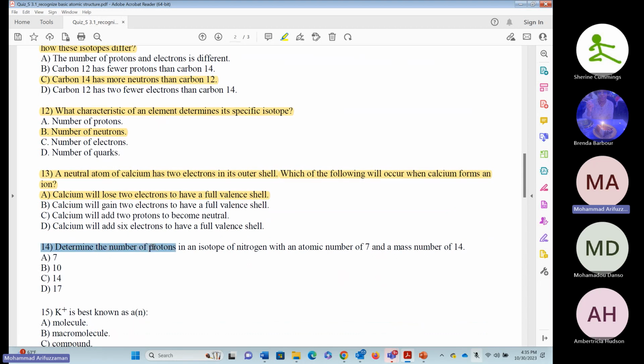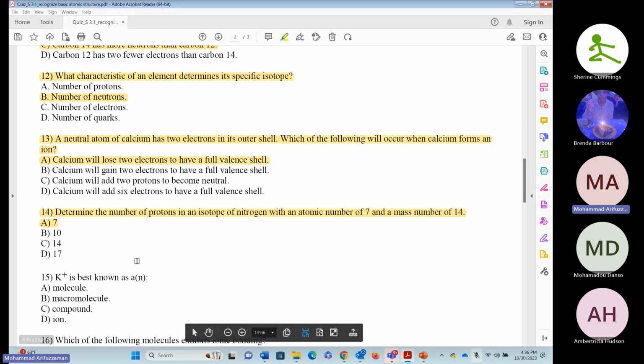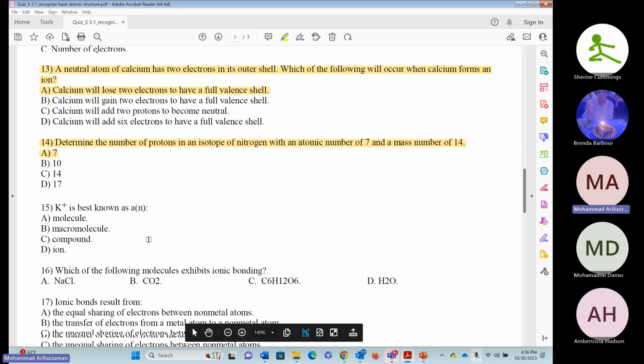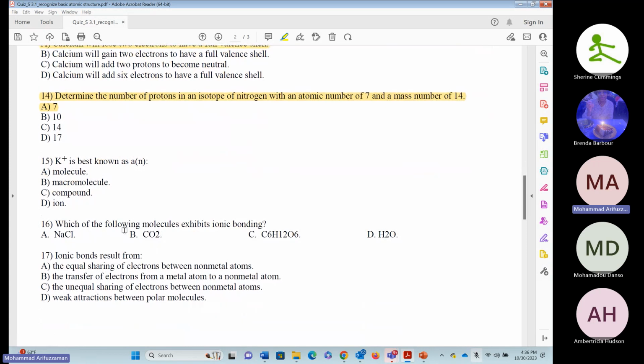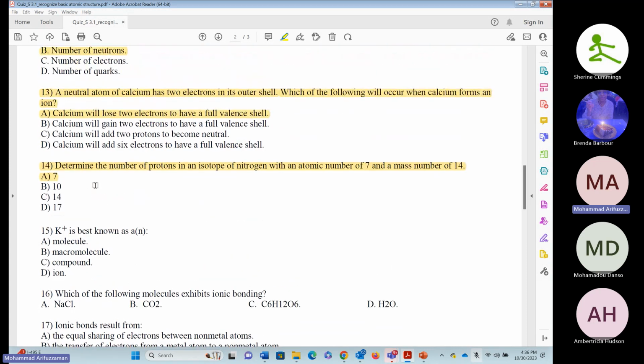Number 14, determine the number of protons in an isotope of nitrogen with atomic number 7 and mass number 14. 7. Yes, 7. So the 7 is the atomic number. Atomic number is the number of protons, remember. Number 15 I'll discuss on Wednesday, not today. And these are the ionic bonds, which are not yet discussed today. I'll discuss on Wednesday.